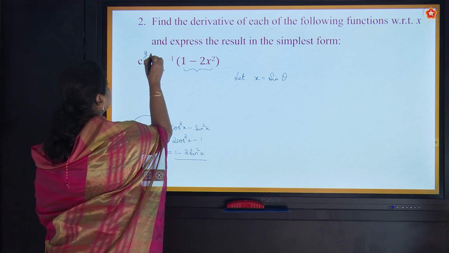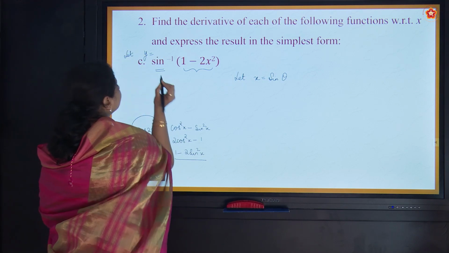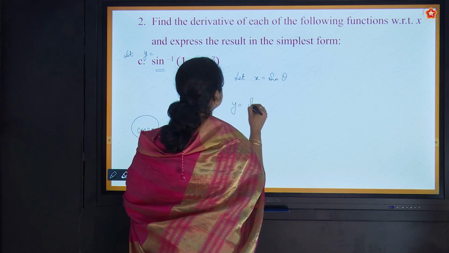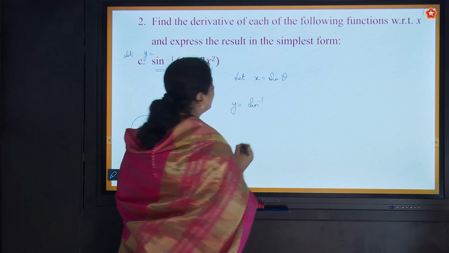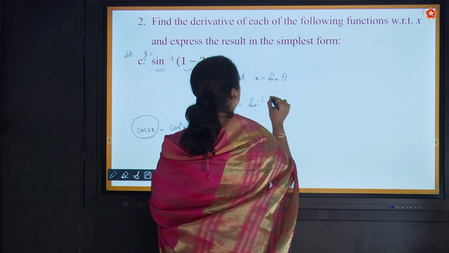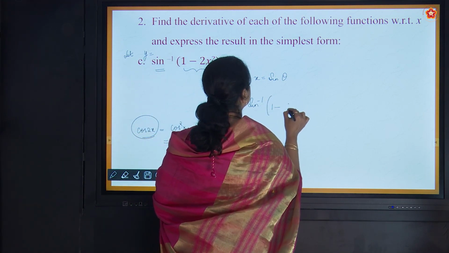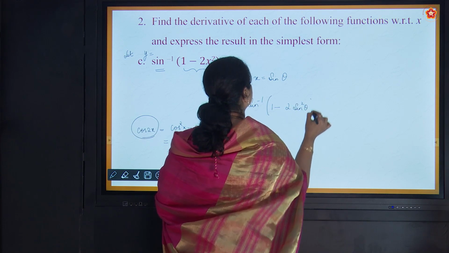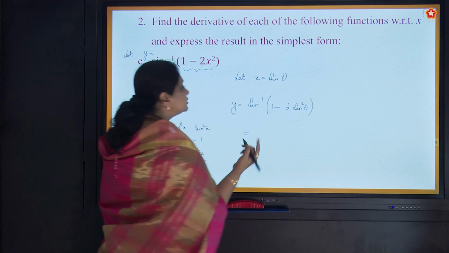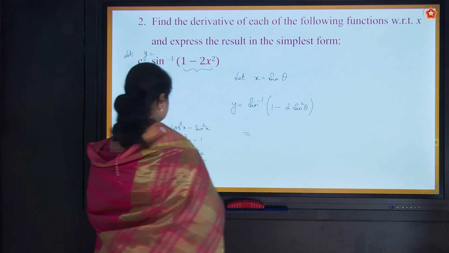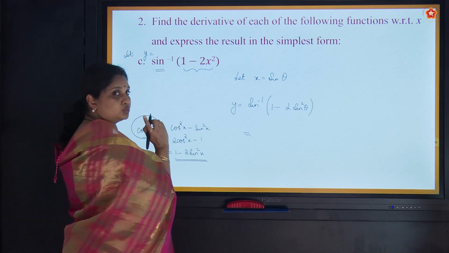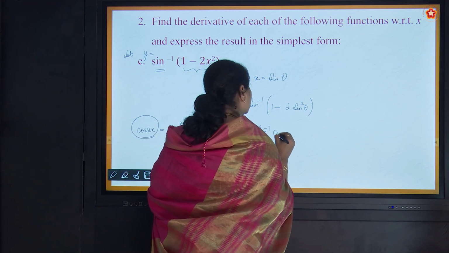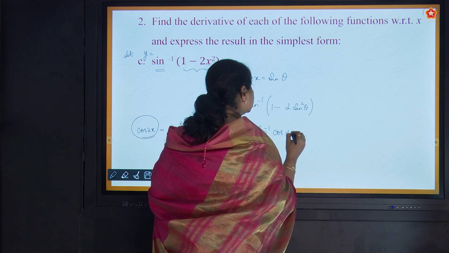So here, let y be equal to whatever question that we have. Now we are going to rewrite this. So y becomes sine inverse of 1 minus 2 sine square theta. Now what is 1 minus 2 sine square theta? That is nothing but cos 2 theta. So this is sine inverse of cos 2 theta.